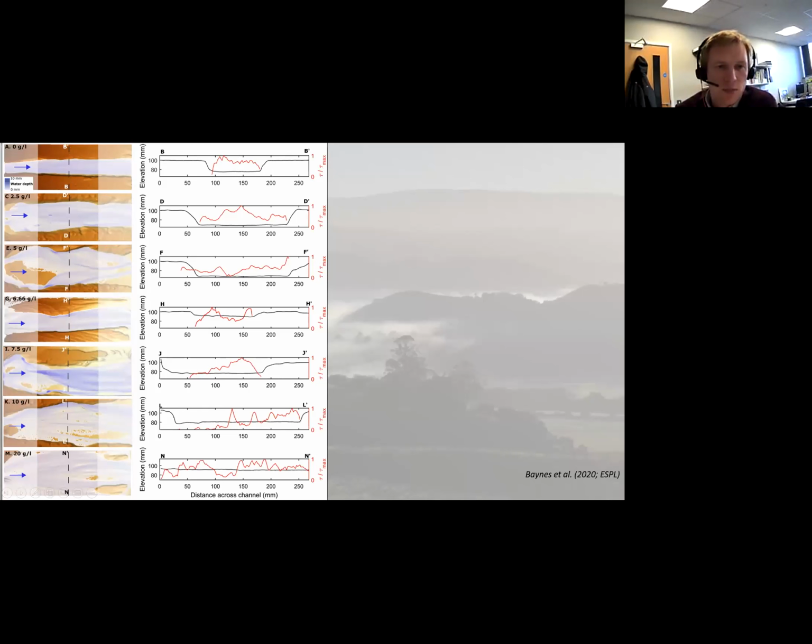So as you can see, as we move down the page and we increase the sediment supply, we appear to get an increase in the channel width, which you can see visually in both the cross sections and the DEMs, and also what looks like a variability in the distribution of shear stress across the channel.